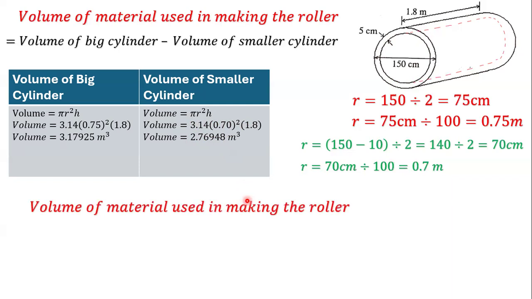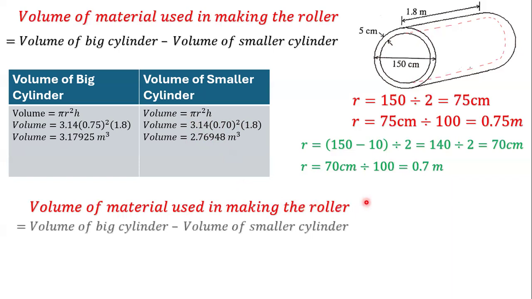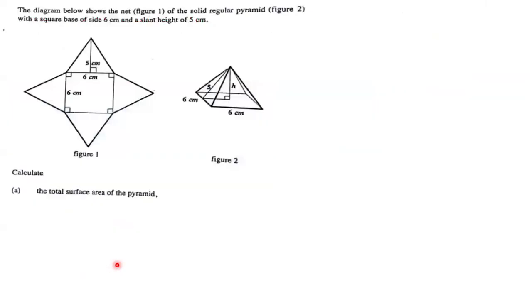And so in order for us to figure out the volume of the material used in making the roller, we're going to subtract. So we take the volume of the big cylinder minus the volume of the smaller cylinder. When we subtract these values, we get 0.40977 meters cubed, and that's our answer.